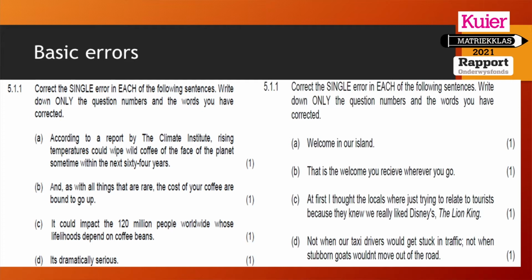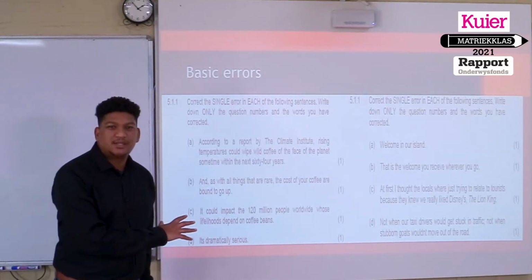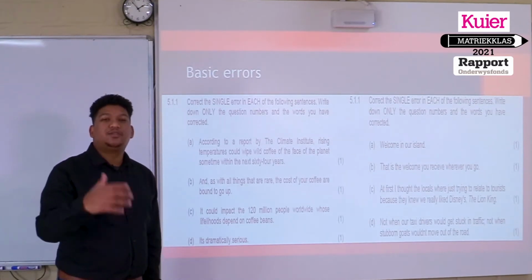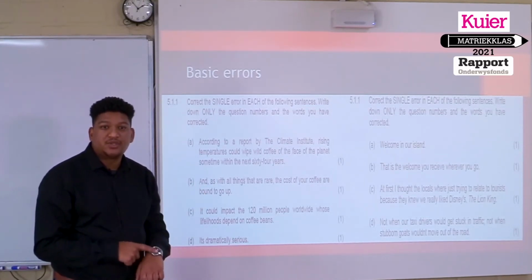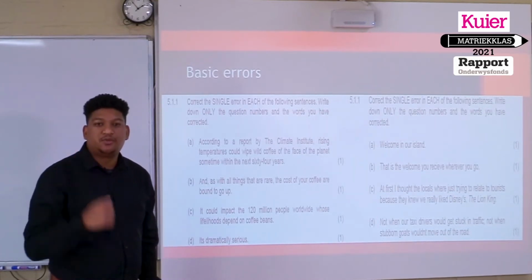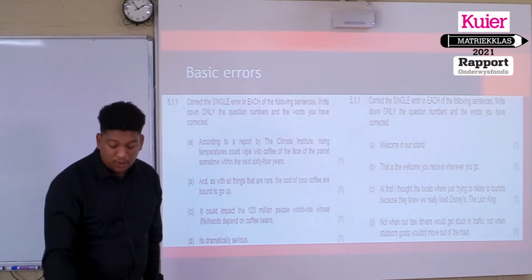Right? The next one says, "it could impact the 120 million people worldwide whose livelihoods depend on coffee beans." You see, in the examination, you need to read it for yourself in your mind. You cannot read out loud, please, that's an irregularity. But now, if I think of the word livelihoods, I must think to myself, then the spelling is wrong, because I should know it's livelihoods. Incorrect spelling. It's dramatically serious. I mean, really, it's obvious. There's no apostrophe, punctuation. Now you see, basics you tend to forget. Basics you tend to leave out. Why? Because time. When the invigilator tells you this is the amount of time left, 10 minutes, then you realize you're only starting with question 5. Manage your time.